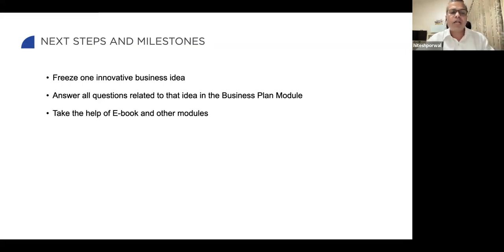Take help of the ebook. As I said, there are 14 chapters. Don't focus on all the 14 chapters. The first 2 chapters are super important: how to come up with an idea and how to evaluate your idea. If you are clear about those 2 steps, go to the 3rd step, 4th step, 5th step, and 6th step. Complete the business plan by October 2nd. That is an expectation, right?